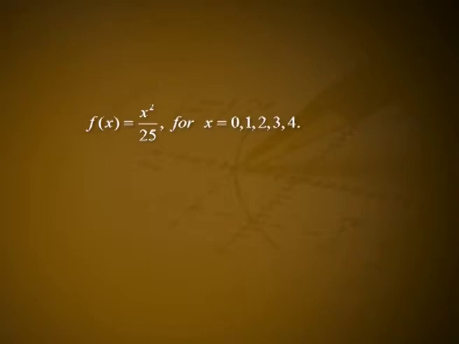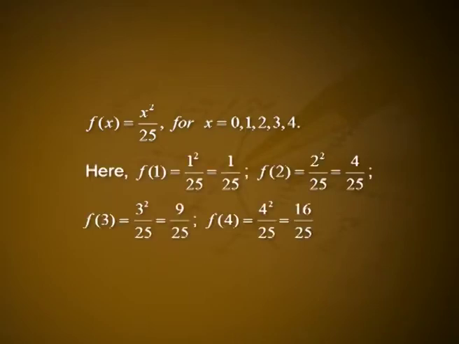Number 2. Given f of x is equal to x square divided by 25 for x equal to 0, 1, 2, 3, 4. Here f of 1 equal to 1 square by 25, that is equal to 1 by 25, f of 2 equal to 2 square by 25, that is 4 by 25, f of 3 equal to 3 square by 25, that is 9 by 25, and f of 4 equal to 4 square by 25, that is 16 divided by 25. f of x is greater than or equal to 0 for all x. Then f of x satisfies the first property of p.m.f.